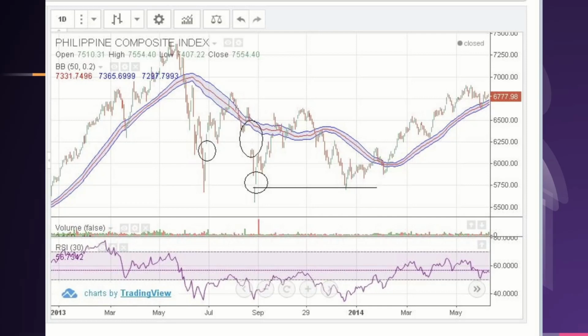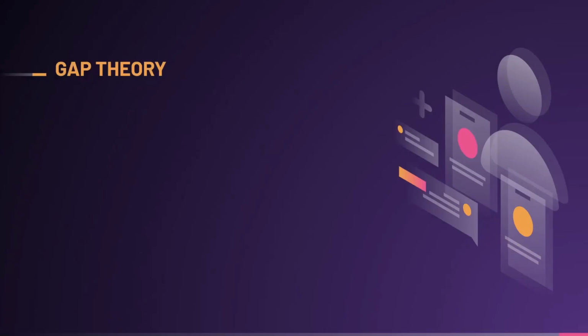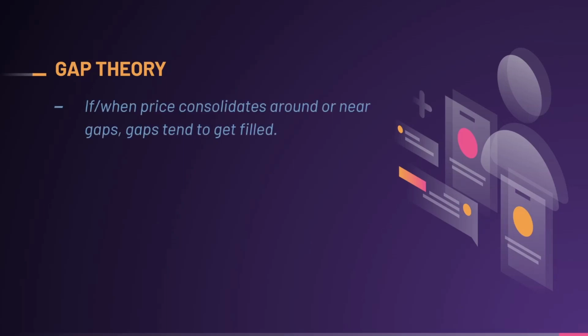Okay? Now, ano nga ba yung gap theory? Yung gap theory ni Senior Spyfrat ay nakalilin sa dalawang tenets. Okay? Tenet number 1. If or when price consolidates around or near gaps, gaps tend to get filled. Whether to the upside or to the downside, it doesn't matter. Basta ang tinitingnan po natin is if yung price ay nagsimulang mag-consolidate ng malapit doon sa kung saan may gap, then malaki yung tsansa na ma-fill yung gap na yon.